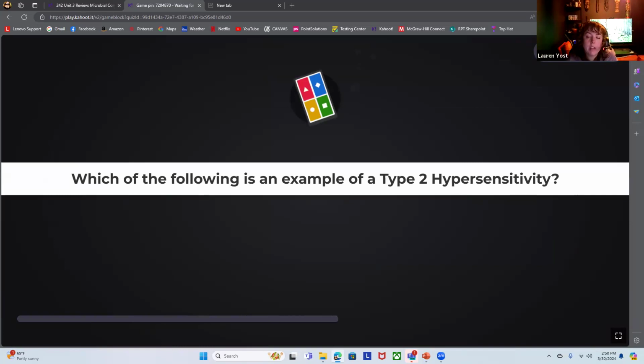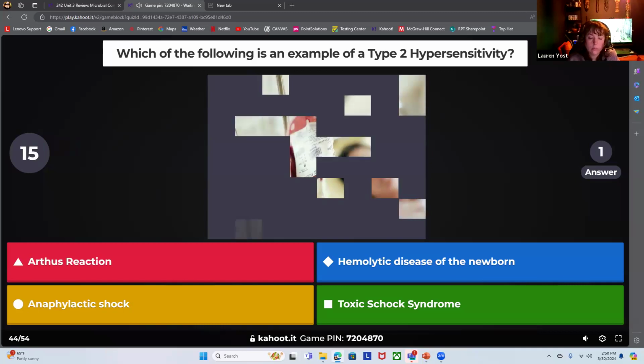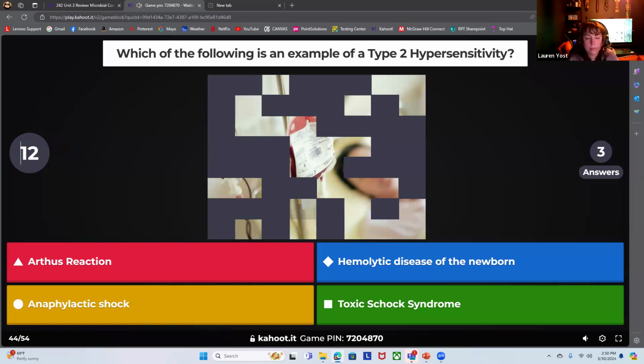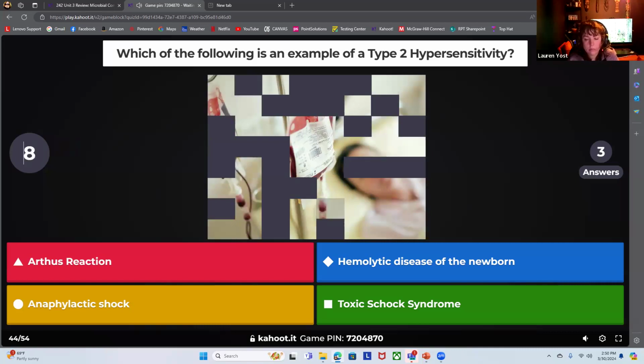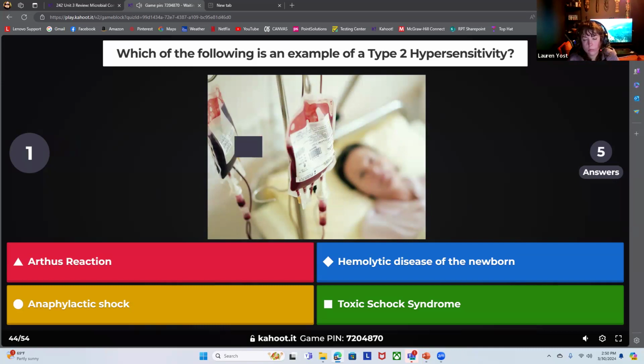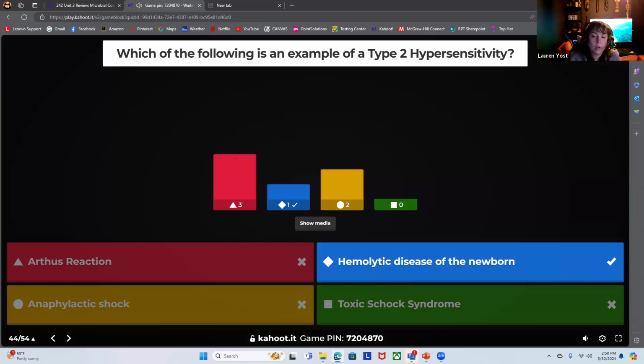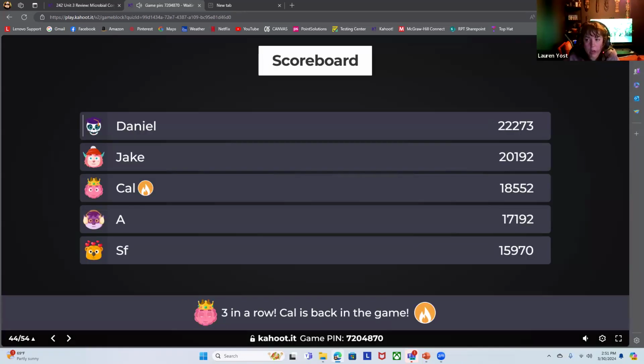Which of the following is an example of a type 2 hypersensitivity? All right, so this one is going to be hemolytic disease of the newborn. Type 2 hypersensitivity is dealing with the blood type reactions. So that hemolytic disease of the newborn is dealing with the Rh aspect, but you could have also other reactions dealing with the A, B, or O. That's all type 2.